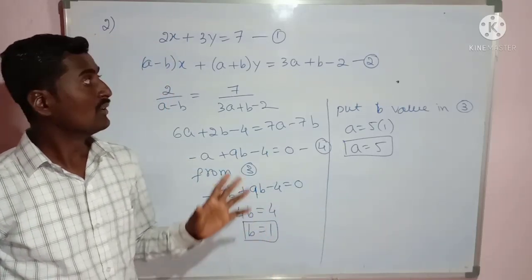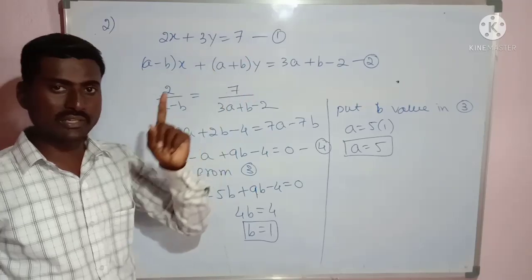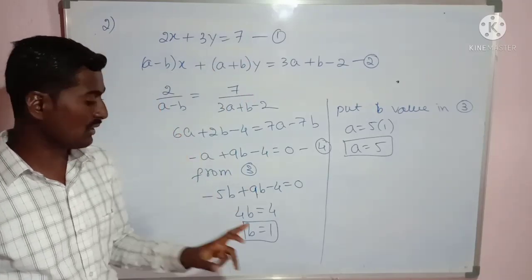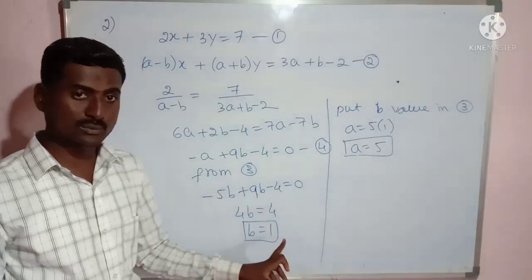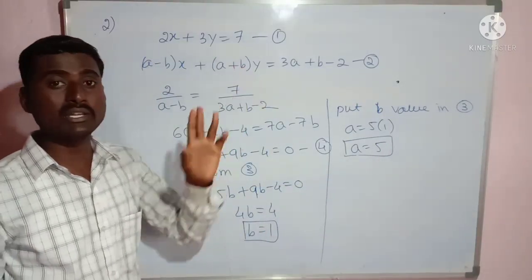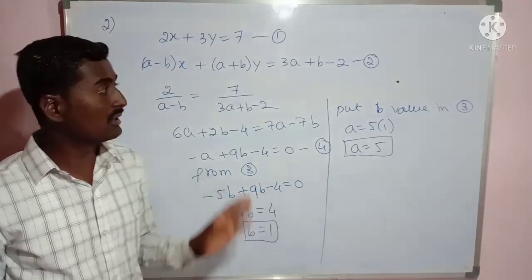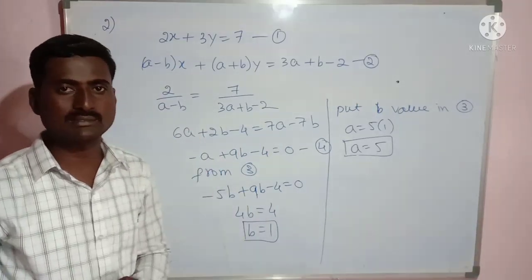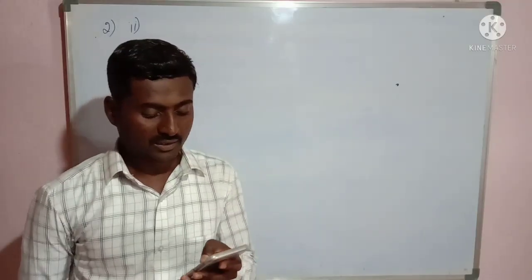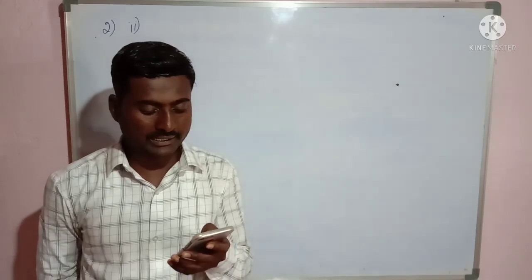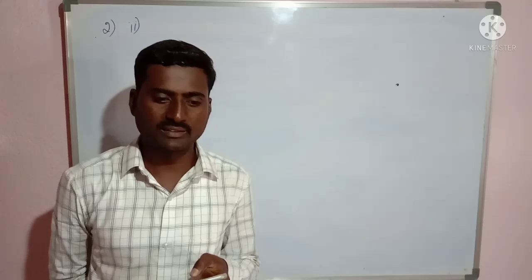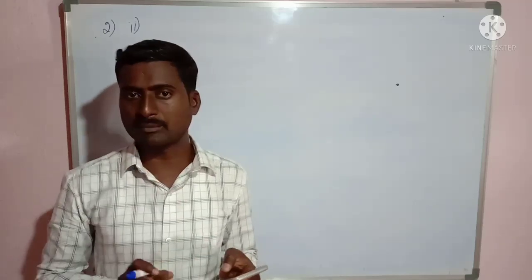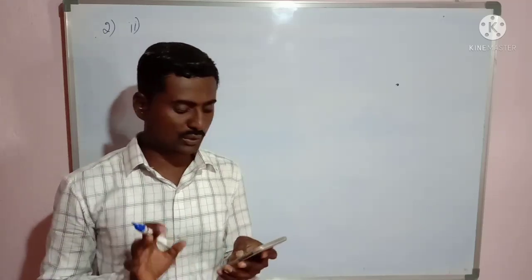What they said? These two equations have infinitely many solutions. For what value of a and b? For a value as 5 and b as 1, these two equations have infinitely many solutions. Then second question, for which value of k will the following pair of linear equations have no solution? Previous problem, infinite number of solutions. For this, no solution.